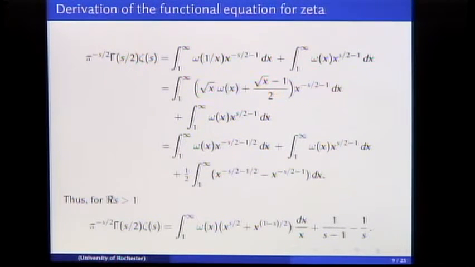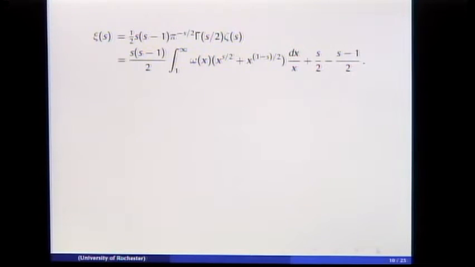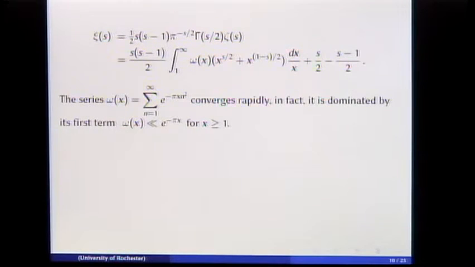Now, I'm interested in the functional equation for xi. So I have to multiply this by a half s times s minus 1. So you'll get a half s here. You'll get a half s minus 1 here. And then it looks like this. That's for real part of s bigger than 1.